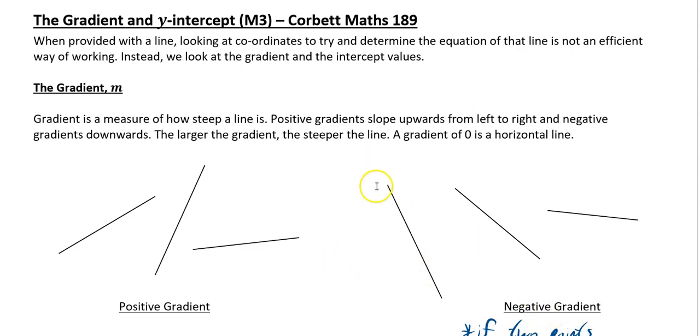This is a negative gradient. So with a negative gradient, the line slopes down as I move from left to right. It slopes down as I move from left to right, and the small one slopes down as well as I move left to right. We're going to talk about our gradient as being m, and the reason for this is we will see in the next video that the general equation of a straight line, we're going to call it y equals mx plus c, where m represents the gradient.